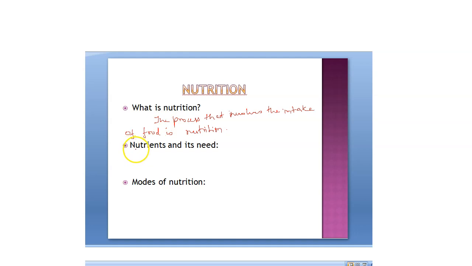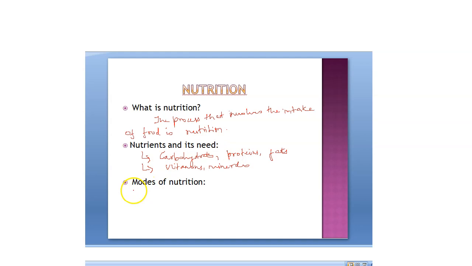Now, what are nutrients? Nutrients are those molecules that nourish the cell or that maintain the body for growth and development. Nutrients can be carbohydrates, proteins, and fats. As well, various vitamins and various minerals can be nutrients. So nutrients have different types. Some are macromolecules and some are micromolecules. The nutrients we take in large amounts are the macromolecules, or the large molecules, and the small molecules are the micromolecules. So why are nutrients required? Nutrients are basically required for nourishing the cell and for giving energy to the cell.